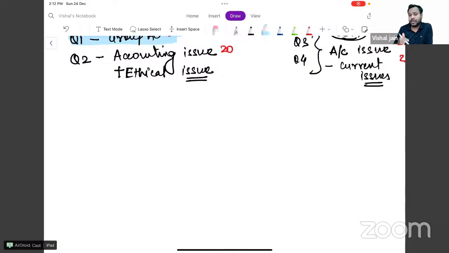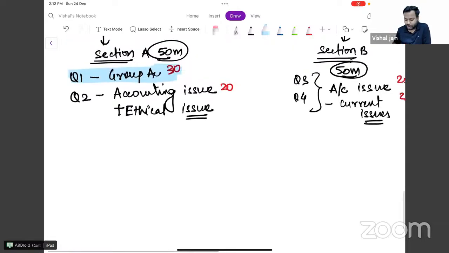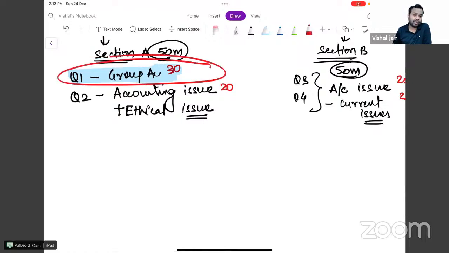Now in that they will ask two types of questions. Some adjustments they have already done, but there is a mistake in that. There are some other adjustments which are fill in the blanks. Now you have to rectify or fill in these blanks. But to solve this, you need to have a complete understanding of how to prepare the group FS. Only then will you be able to solve it. Otherwise, you might struggle.